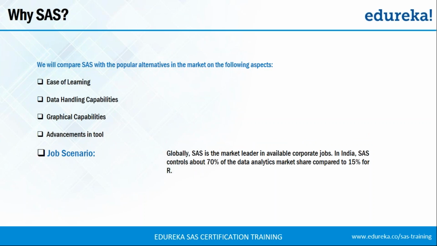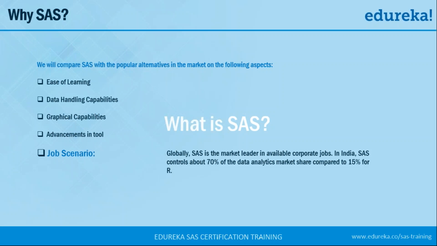Globally, SAS is the market leader in available corporate jobs. Besides jobs, SAS also has the maximum share of the data analytics market. I think in 2015, the data showed about 35% market share. As far as job trends are concerned, SAS controls about 70% of the data analytics market share compared to 15% for R. That's the Indian statistics.